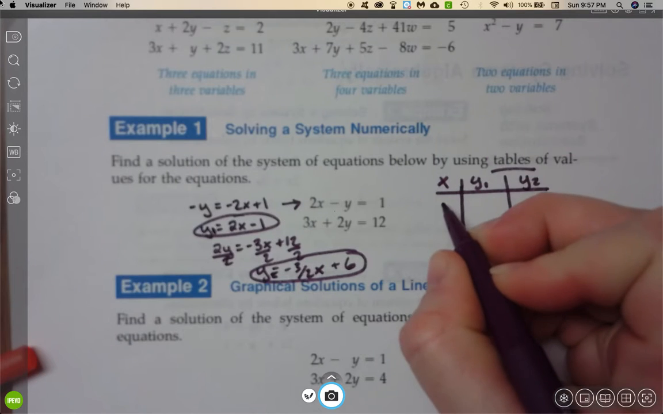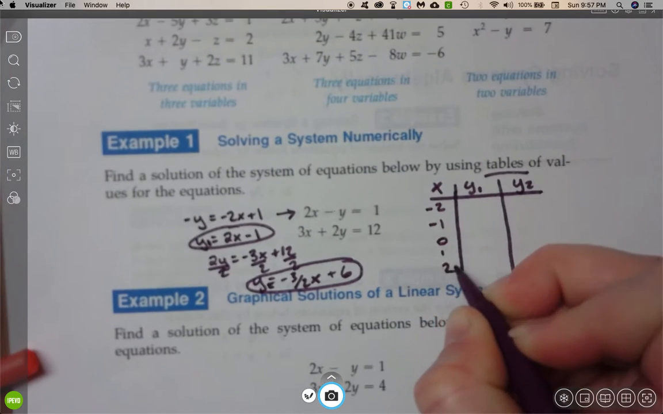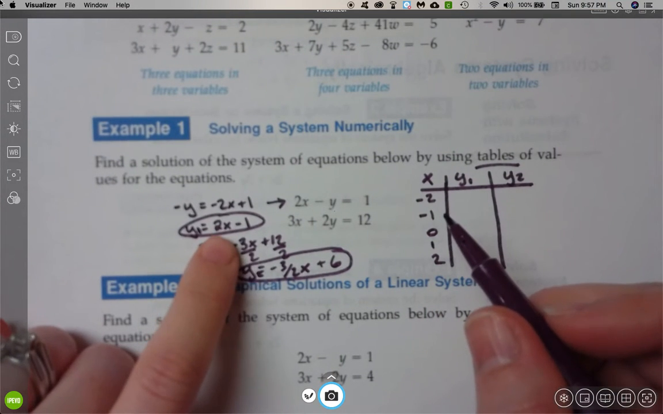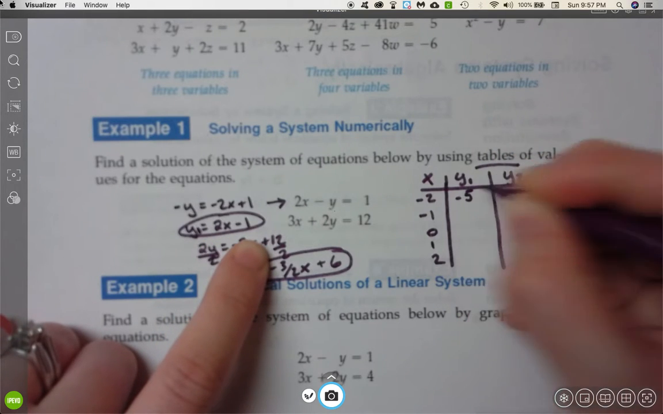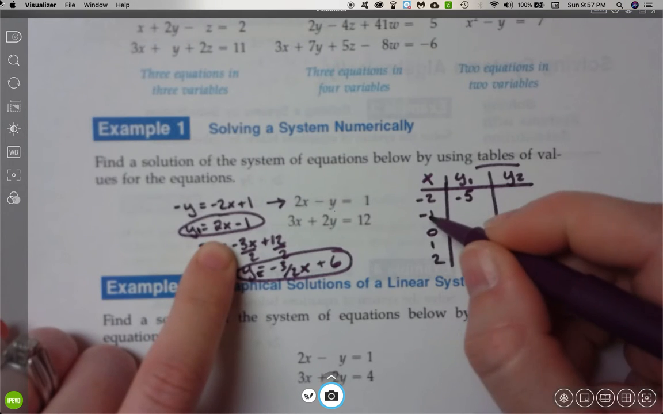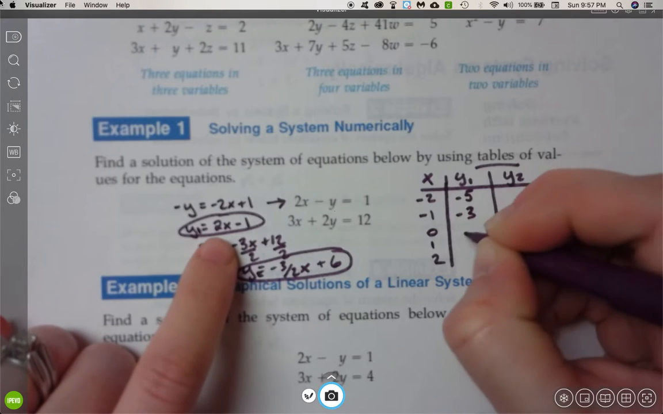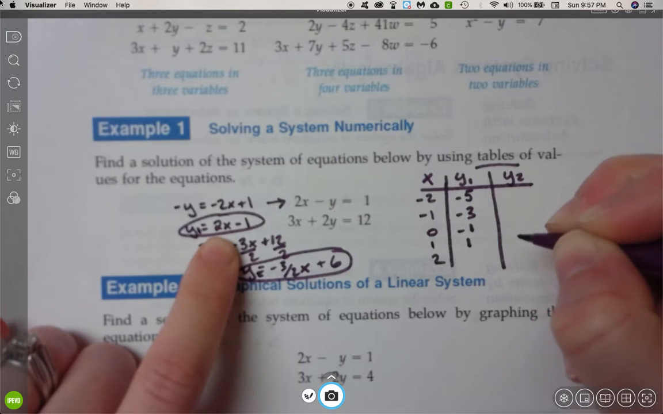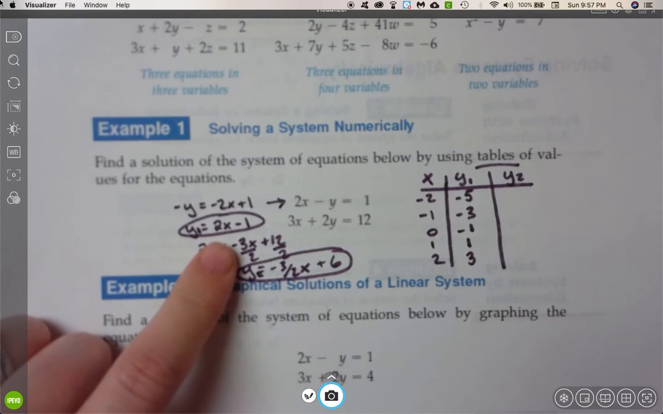So let's just plug in numbers for x. I'm going to start with -2, -1, 0, 1, 2, and hope that one of those comes out, okay? So if I plug -2 into this first equation, 2 times -2 minus 1, I think is -5. I'm just going to do all the y1s. So -1 times 2 is -2 minus 1, -3. 0 would be -1. 1 would be 1. 2 would be 3. Okay, that's what that column will look like.